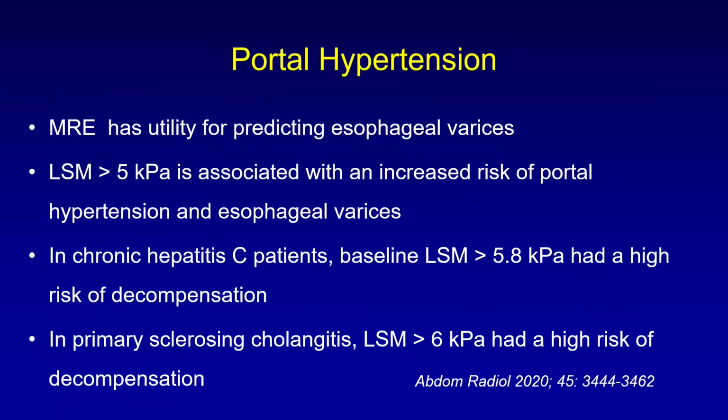LSM more than 5 kilopascals is associated with an increased risk of portal hypertension and esophageal varices. In chronic Hep C hepatitis, baseline LSM greater than 5.8 kilopascals had a high rate of decompensation. Similarly, for primary sclerosing cholangitis, LSM more than 6 kilopascals had a high risk of decompensation. So several studies on the utility of prediction with MRE as well.